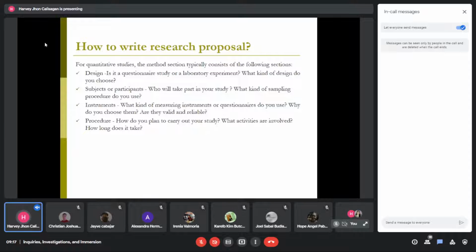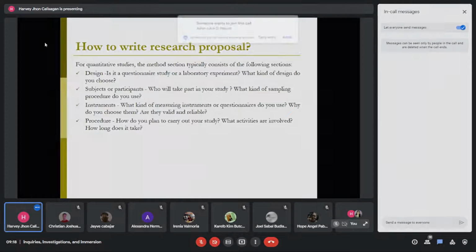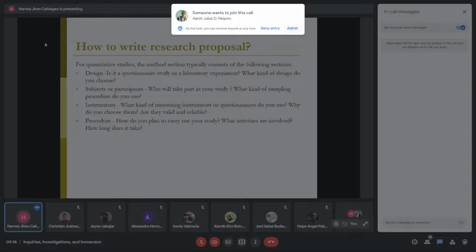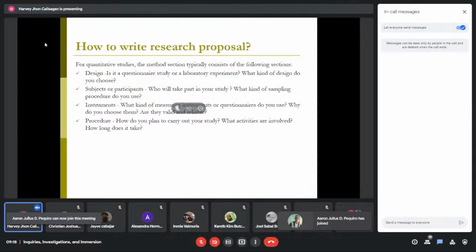For the subjects or participants, who will take part in the study? Who are these participants that you are focusing on? What sampling procedure are you about to use? Are these participants the same? Are they random? Are they chosen? Those things are involved when it comes to choosing your participants.